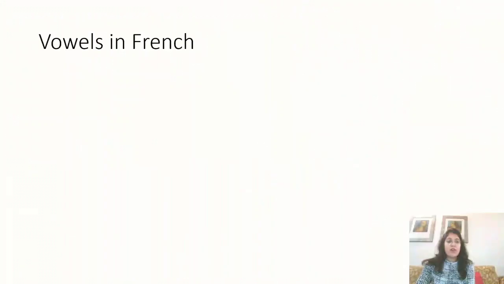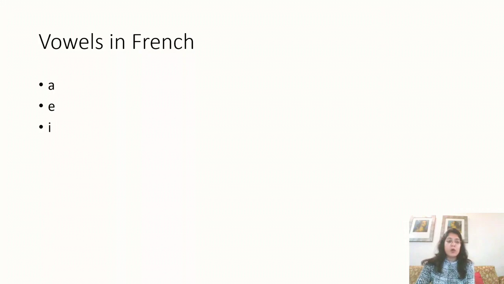So the first vowel in French is A. A is pronounced as A in French. The second vowel is E. E is pronounced as "a" in French. Third vowel is I. I is pronounced as "e" in French.